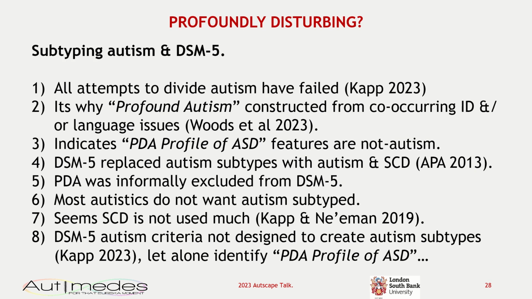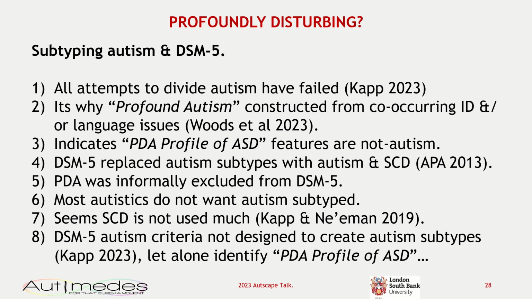Yeah, if we move on to the type in autism and the DSM-5 literature, it gets a bit more problematic, because we know that all attempts to divide autism have failed, and it's why profound autism has been constructed to cover co-occurring intellectual disability and/or language impairment. So what this means is that the fact that PDA profile of autism advocates are claiming to be seeing differences between autism and PDA means that PDA is not autism. That is a pretty blunt answer to it.